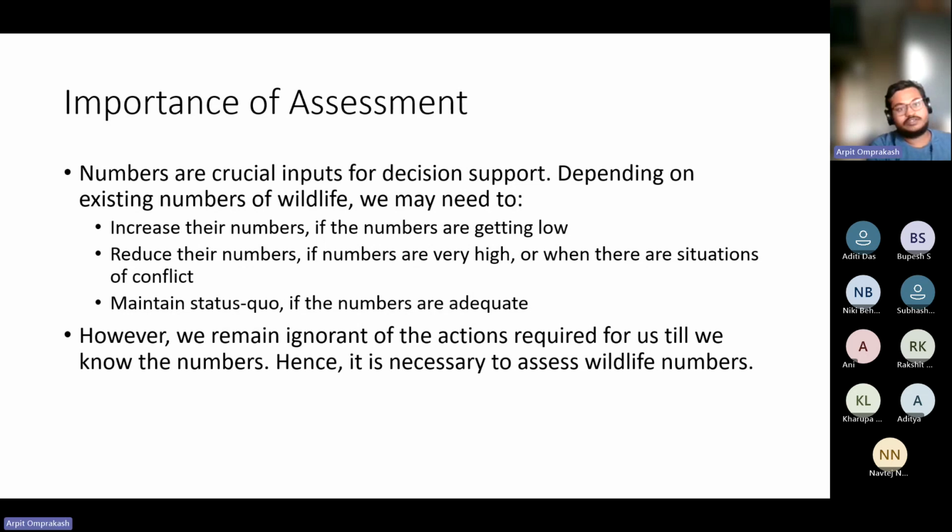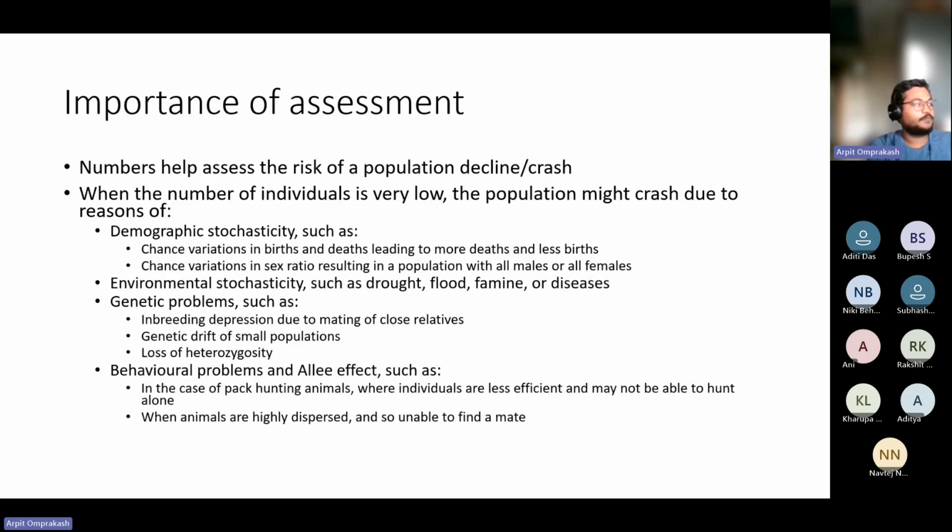So, as I was telling, numbers and assessment of numbers is quite crucial for everything. As mentioned before, depending on the existing number of individuals in a population, we might want to increase the numbers if the numbers are getting low, or we want to reduce the number if the numbers are getting high, or we want to maintain the status quo if the numbers that are there are adequate. Right. So till we know exactly what the numbers are, we cannot take any action. So that's why we need the numbers.